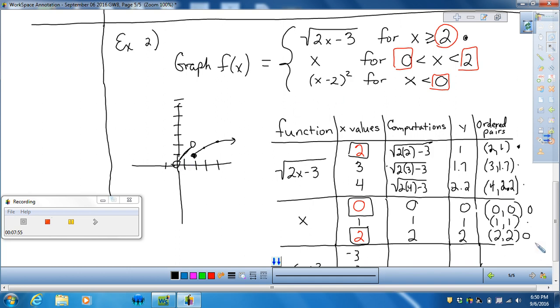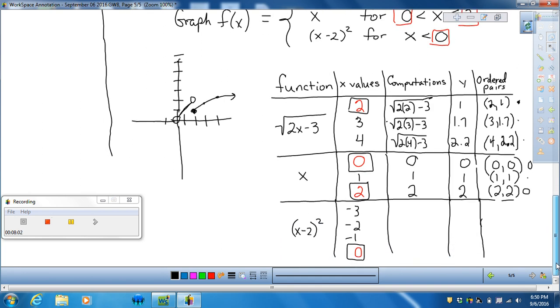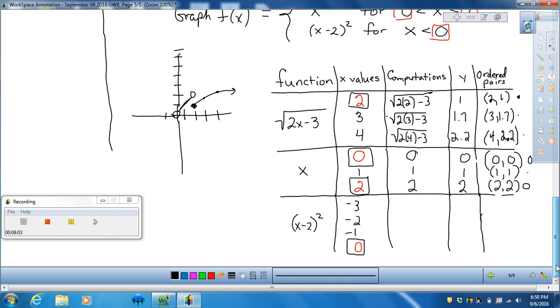Now we're ready for part 3. x minus 2 squared, for x is less than 0. Go ahead and fill in your table and see if you can plot your points.